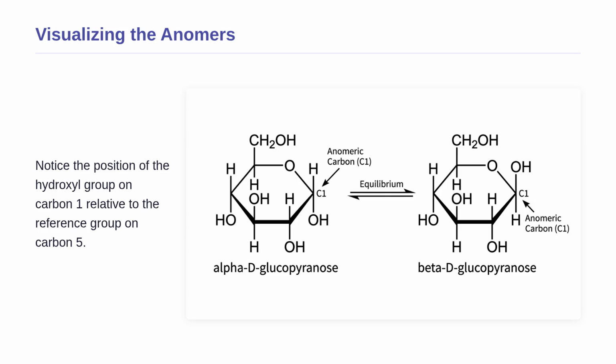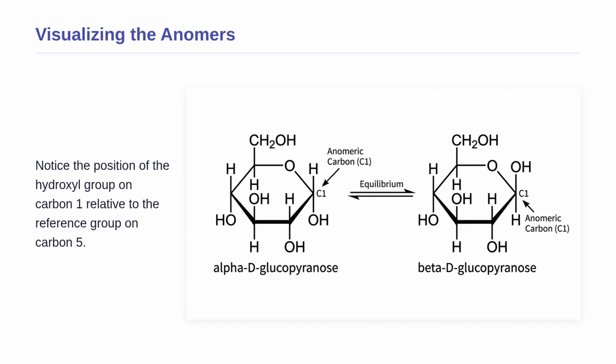Now that we have calculated their stability, let us look at the actual structures of these two molecules. On the left, you see alpha-D-glucopyranose, and on the right, beta-D-glucopyranose. Focus your attention on carbon number 1, the anomeric carbon on the far right of each ring.